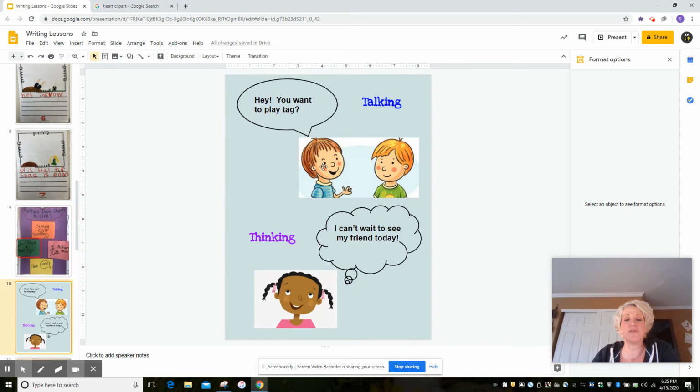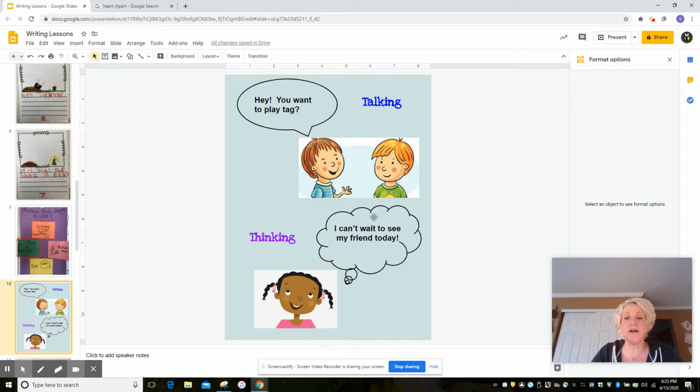So before we get into our friend's work today, I wanted to remind you that there's two kinds of bubbles that we can use in our pictures when we're adding these details to our pictures. One is a talking bubble. So notice my line on my bubble is straight, okay, and it's pointing right to the character. The line is straight. It's like an oval or a circle. That is a talking bubble, okay? So this little boy is saying, hey, you want to play tag? to his friend.